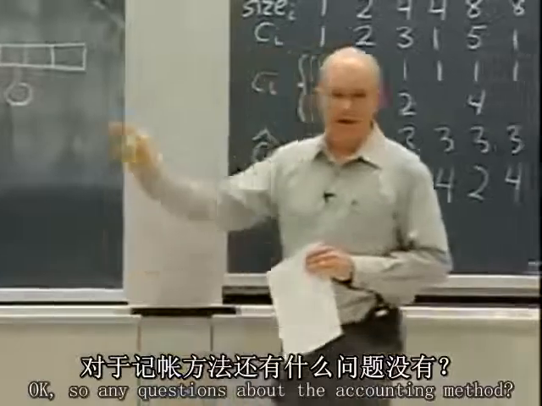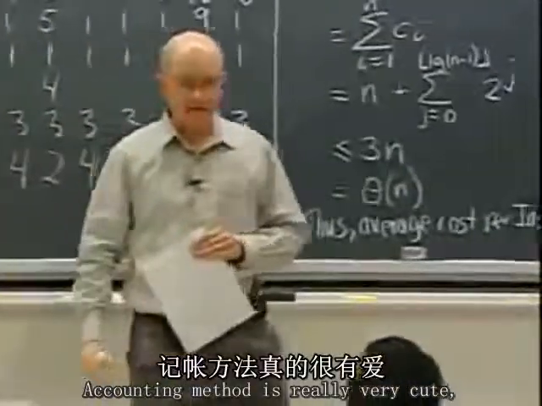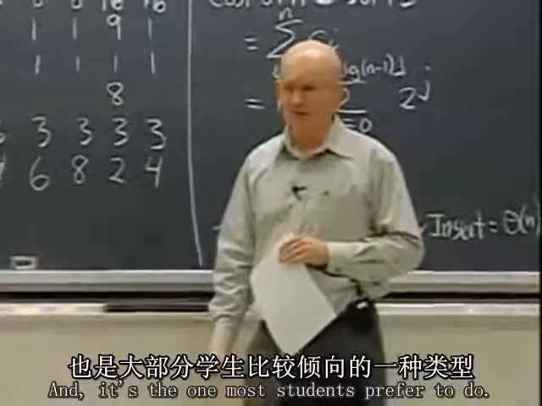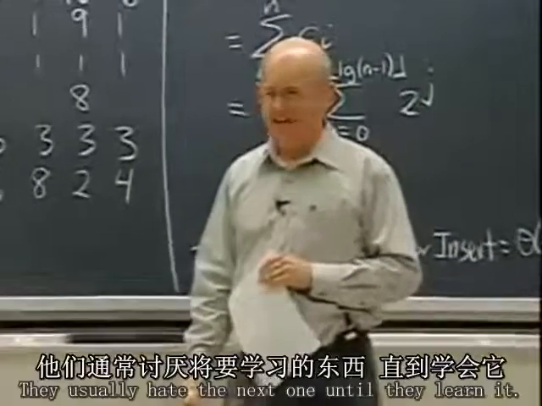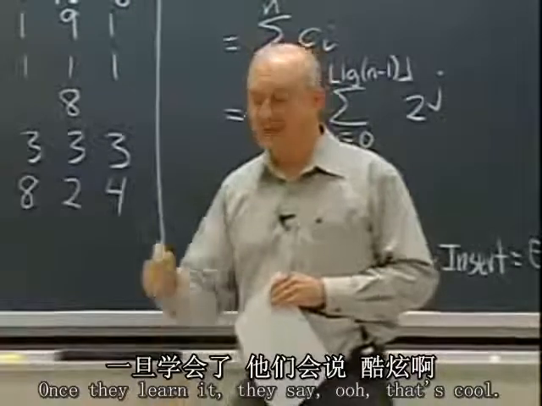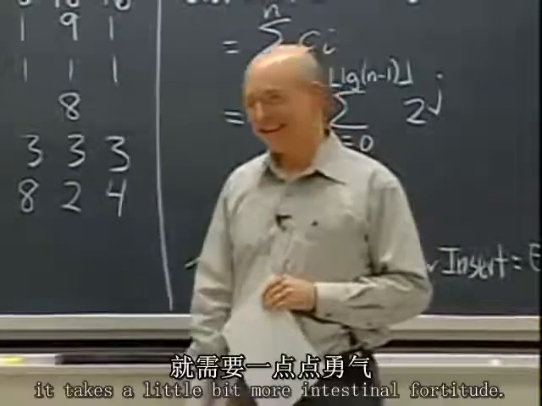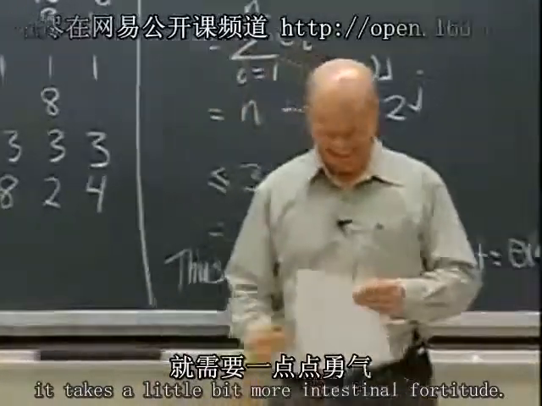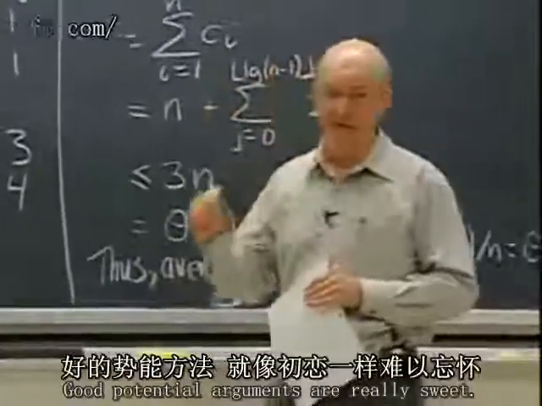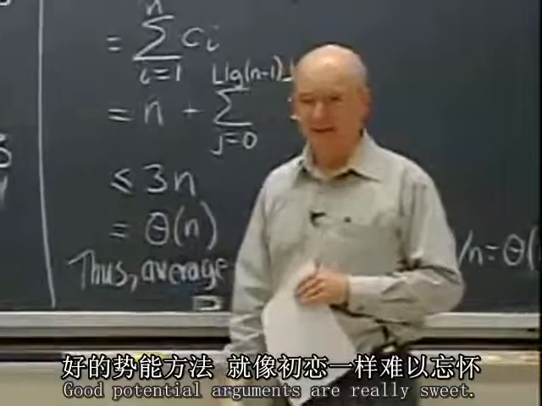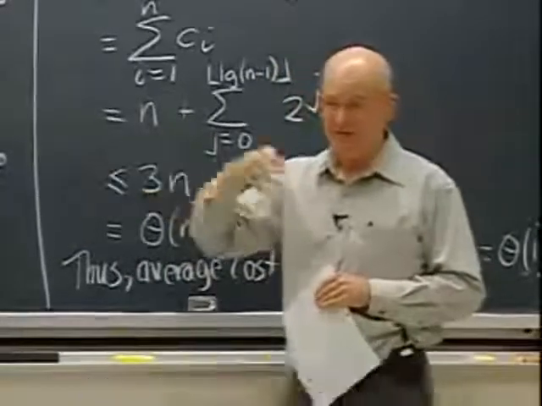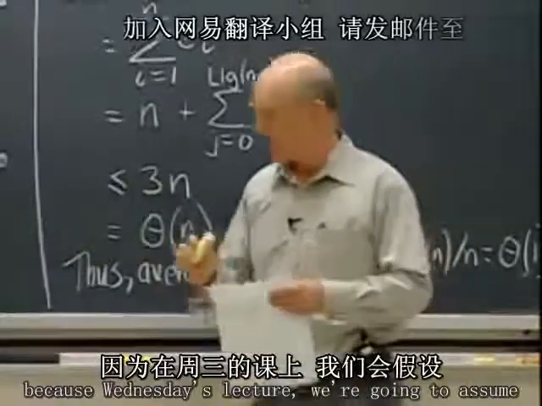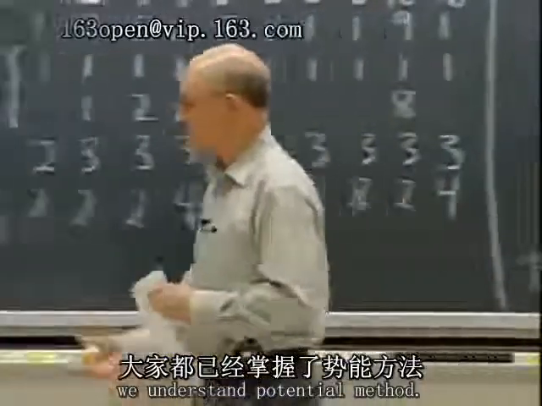Okay, so any questions about the accounting method? The accounting method is really very cute, and it's the one most students prefer to do. They usually hate the next one until they learn it. Once they learn it, they say, ooh, that's cool. But to start out with, it takes a little bit more intestinal fortitude. But it's amazing. Good potential method arguments are really sweet, and we're going to see one next time. So you'll definitely want to review and make sure you understand it before Wednesday's lecture, because in Wednesday's lecture we're going to assume we understand the potential method.